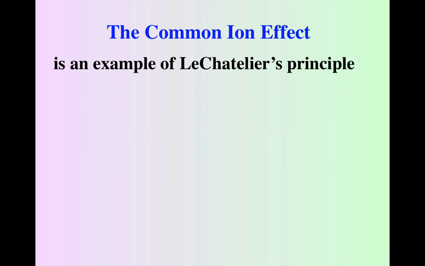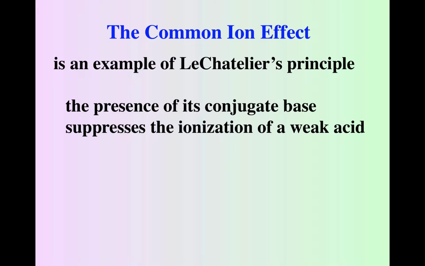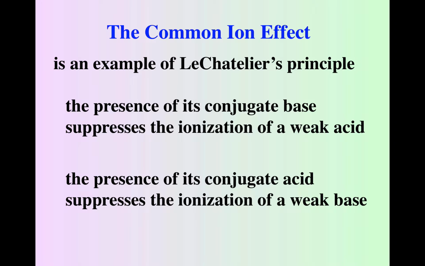All right, common ion effect. Common ion effect is an example of Le Chatelier's principle, right, where we stress a system and the system responds to try to alleviate that stress. So the way this works, in the presence of its conjugate base, a weak acid's ionization is suppressed. So put a bunch of conjugate base in there, it shifts the equilibrium back towards the reactants. In the presence of its conjugate acid, the ionization of a weak base is suppressed. So again, put a bunch of conjugate acid in there, the product, and shift the equilibrium over towards the reactants.